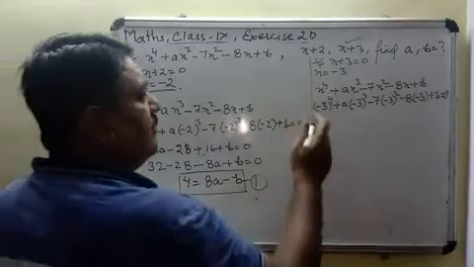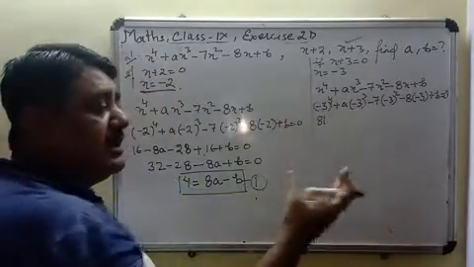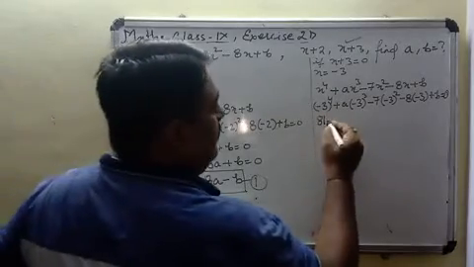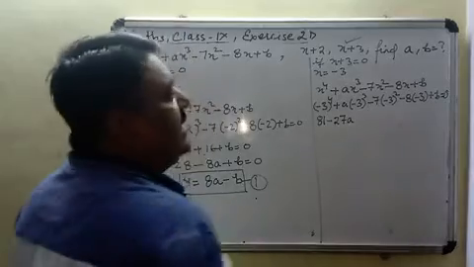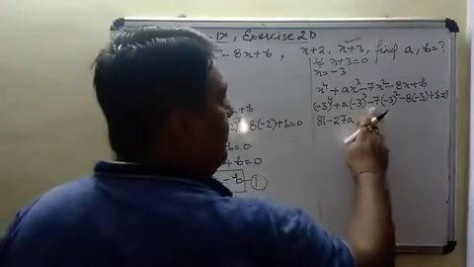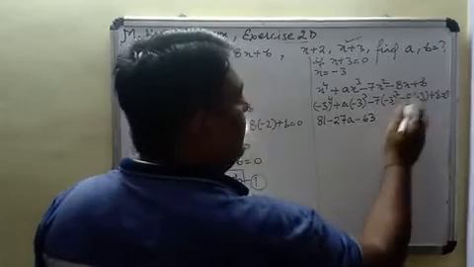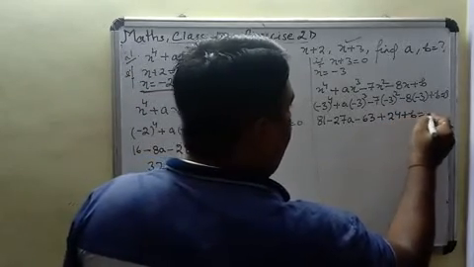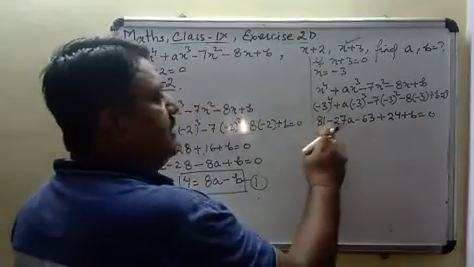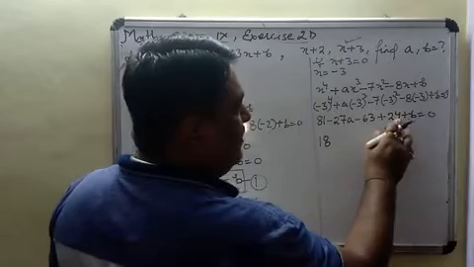Minus 3 power 4 is 81. Minus 3 cube is minus 27 into plus a, so minus 27a. Minus 3 square is 9. 9 into minus 7, minus 63. Minus into minus plus, 8 3s are 24. Plus b equals to 0. 81 minus 63 is 18. And plus 24.